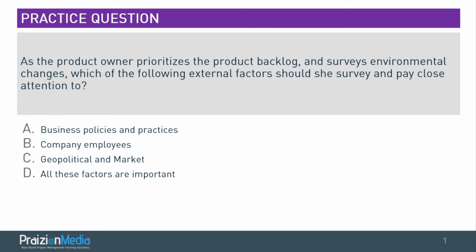All right, as the product owner prioritizes the product backlog and surveys environmental changes, which of the following external factors should she survey and pay close attention to? All right. So the best answer to this, my friends, would have to be something that the question is asking for. If you need more time, hit the pause button and do it. But for now, the key word is external factors.